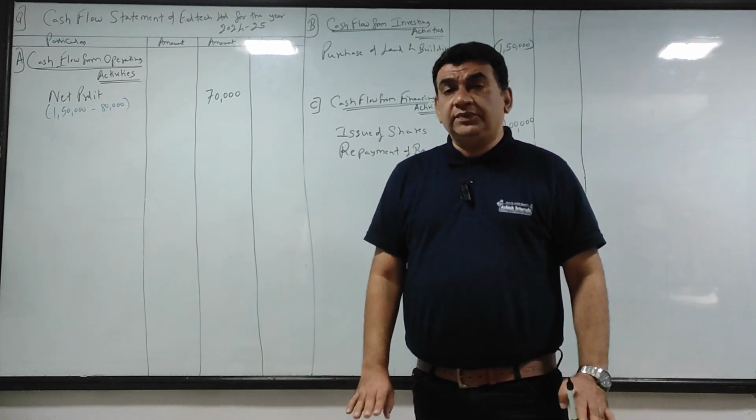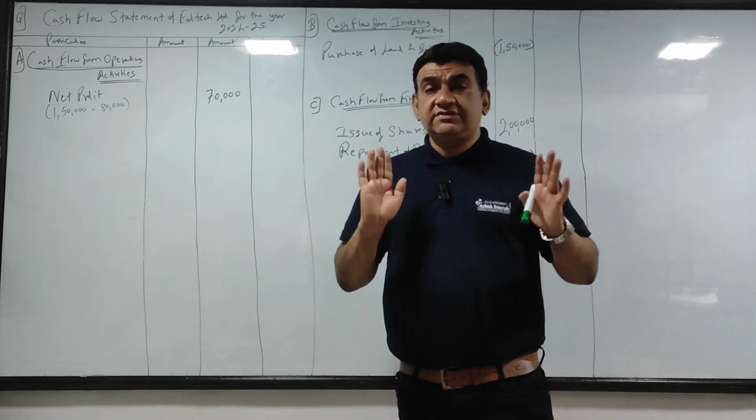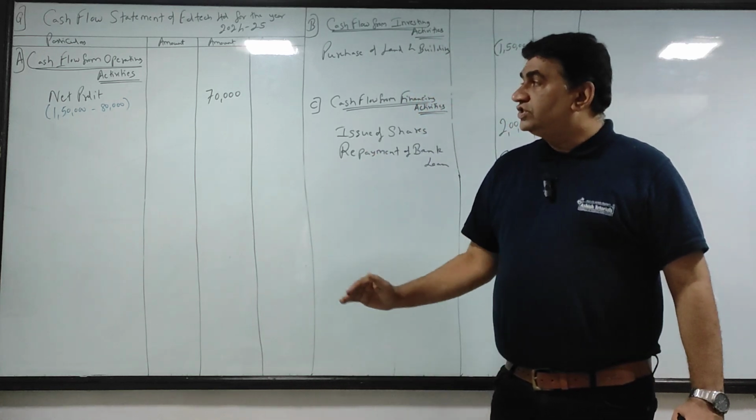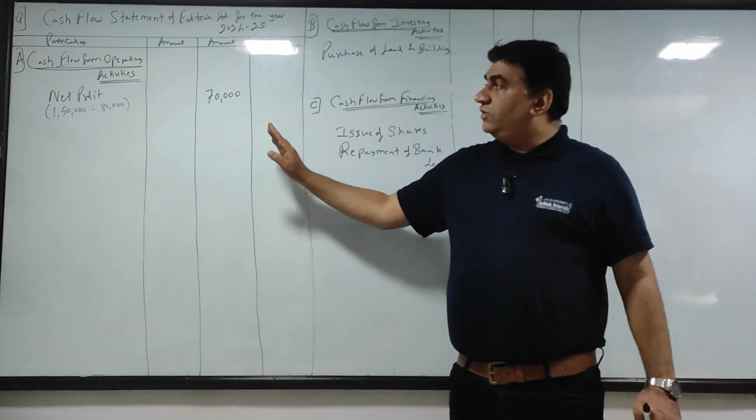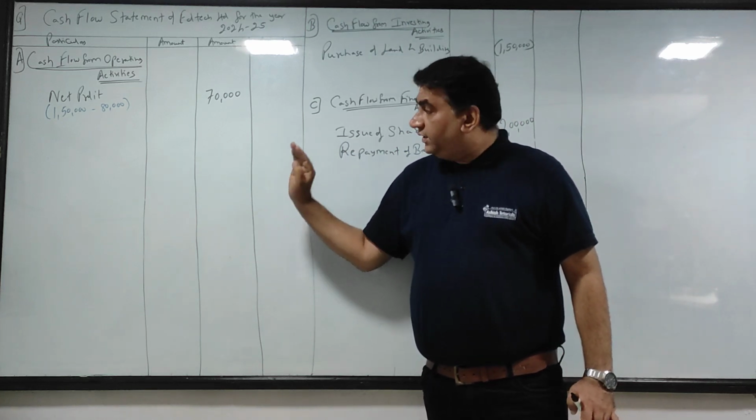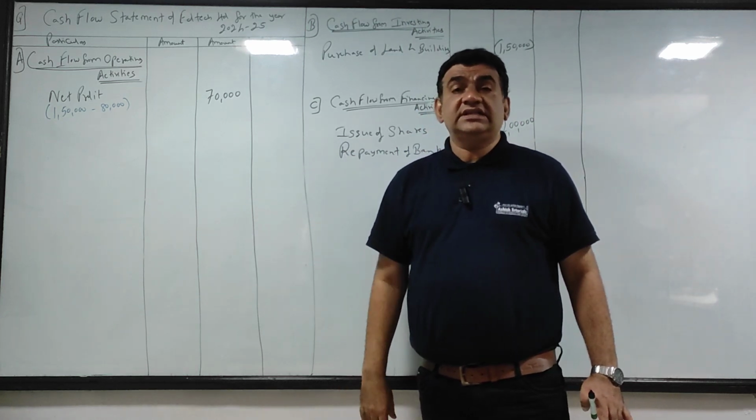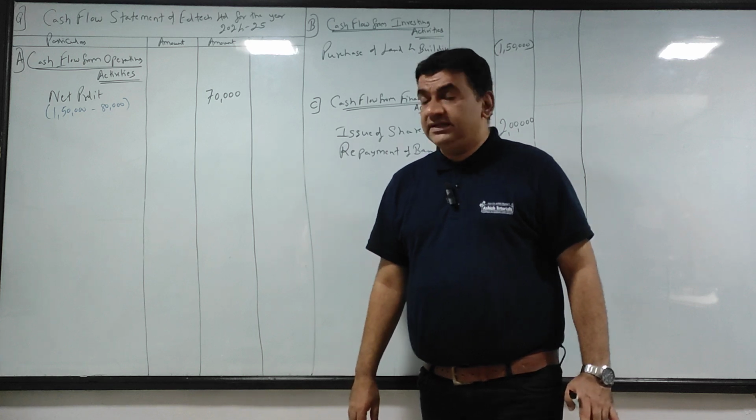So now what we will do? Now guys, listen very carefully. We will go step by step. पहले हम लोग ऑपरेटिंग को बंद करेंगे. To do that, we have to consider the current assets and current liability. Now listen.